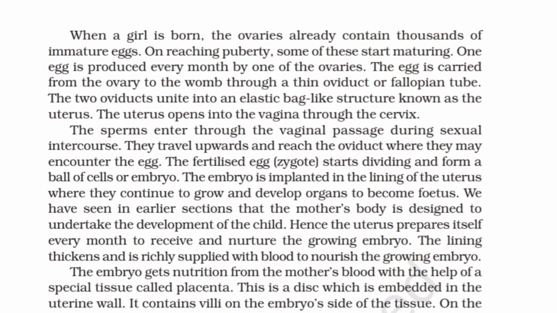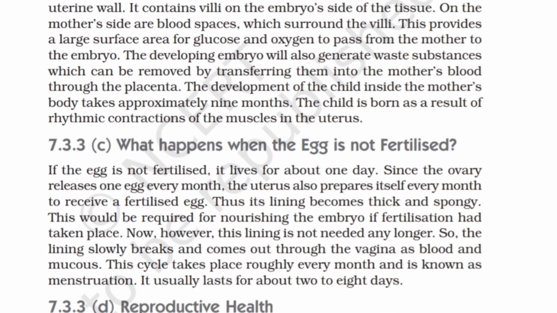Hence the uterus prepares itself every month to receive and nurture the growing embryo. The lining thickens and is richly supplied with blood to nourish the growing embryo. The embryo gets nutrition from the mother's blood with the help of a special tissue called placenta. This is a disc which is embedded in the uterine wall. It contains villi on the embryo's side of the tissue. On the mother's side are blood spaces, which surround the villi. This provides a large surface area for glucose and oxygen to pass from the mother to the embryo.